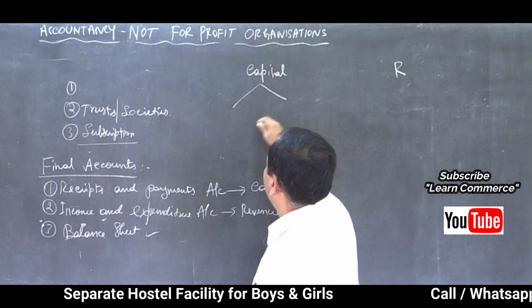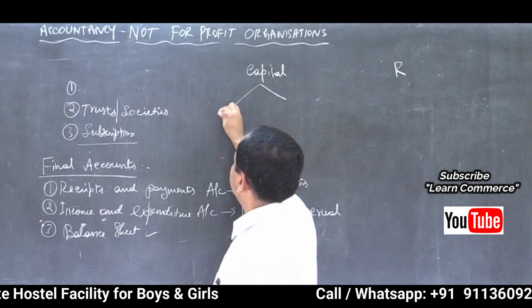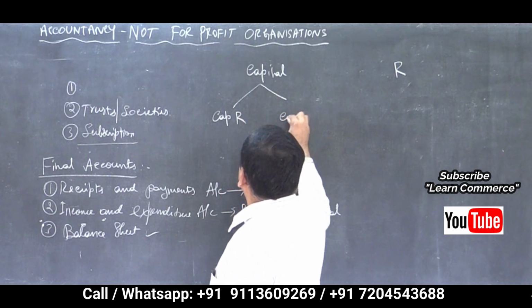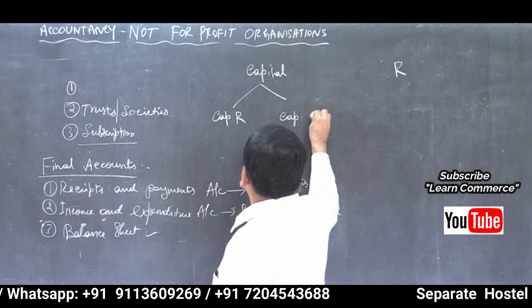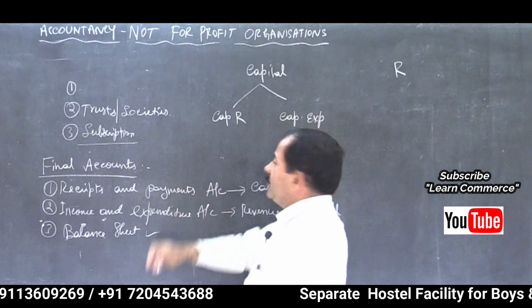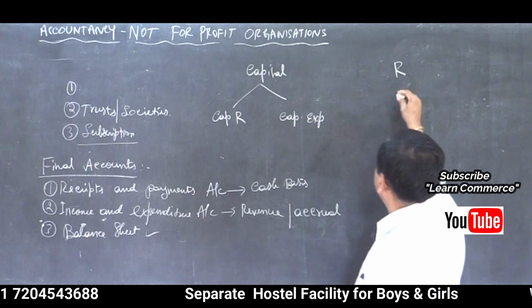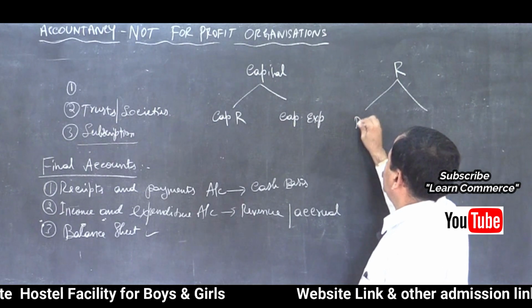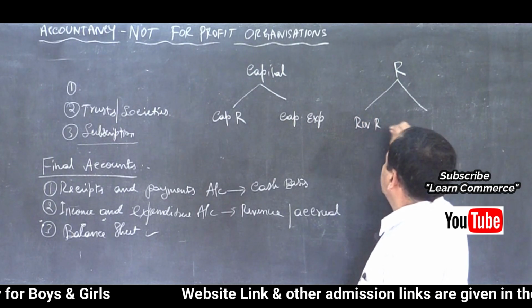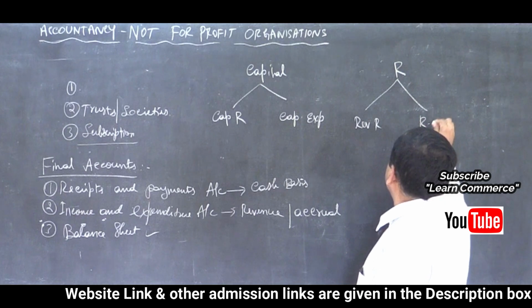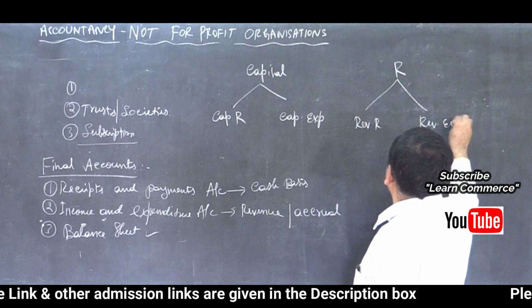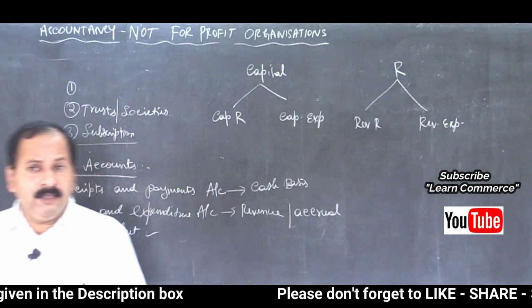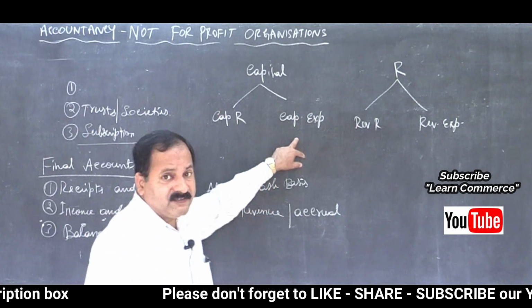Here you will have capital receipt and capital expenditure. Capital receipt and capital expenditure. Again, when you take up revenue, revenue receipt and revenue expenditure. I'll give you an example for each one of these. You will come to know.